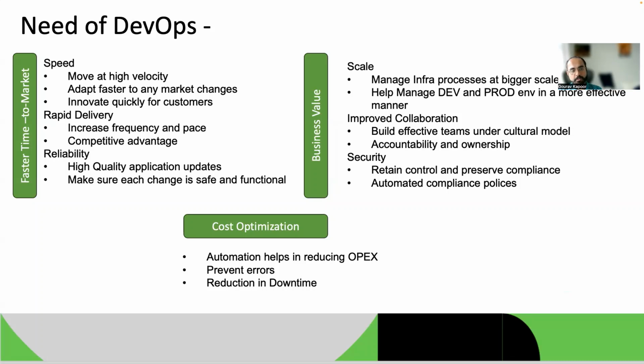What kind of business value does it bring for us, right? And the cost optimization piece of it, right? I'm not going to go too deep into each of these, but if we spend a little bit of time on each of these sections, we'll understand how DevOps is essentially all about speed, right? Enabling rapid adaptation to market changes and quick innovation for customer satisfaction, right? Now, how can we reliably prioritize high quality updates? How can we make sure that every change going into the system or the software development is safe and functional? How can we ensure that we can scale, right? We can manage infrastructure processes at a larger scale, making it easier to handle our development, test, or even production environments, right?